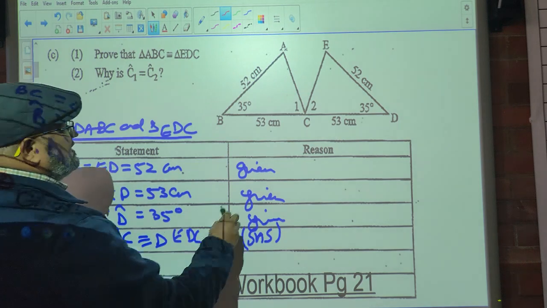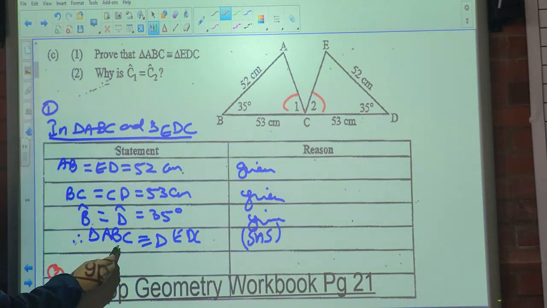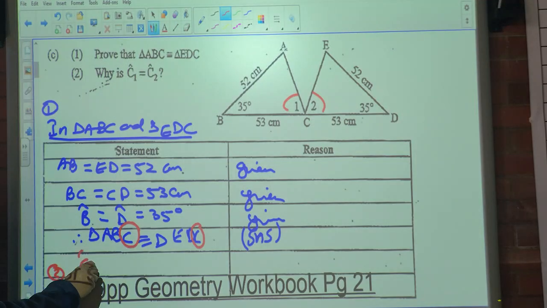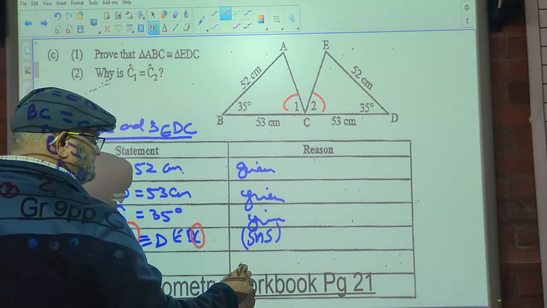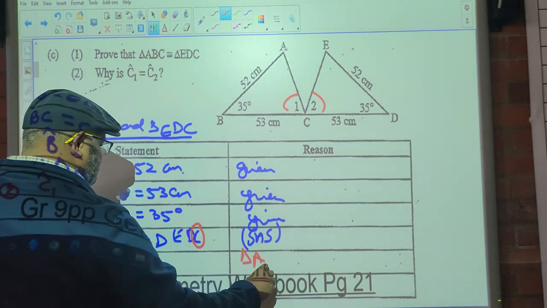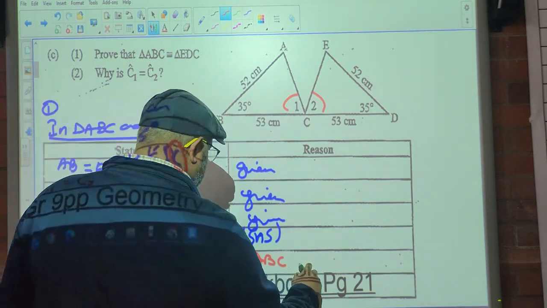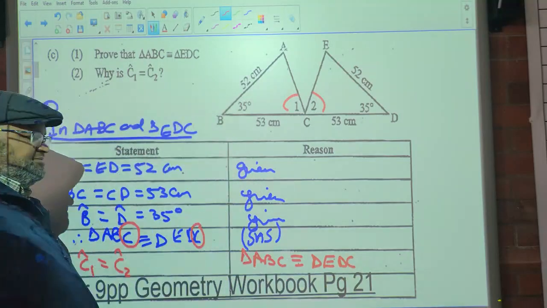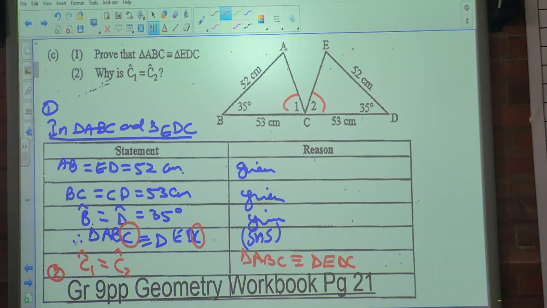Okay, number 2. Why is angle C1 equal to angle C2? You look here. C is in the correct place. So angle C1 is equal to angle C2. And the reason here is because triangle ABC is congruent to triangle EDC.